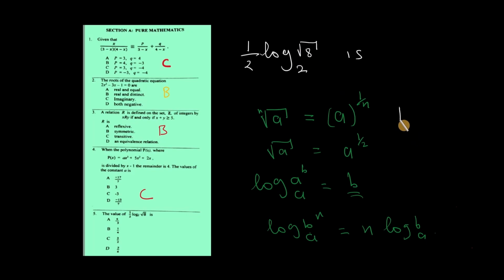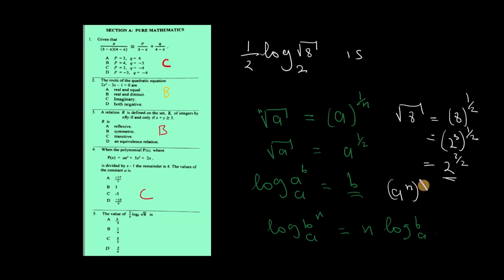That means root 8 is the same as 8 to the half power, which is the same as 2 to the third power to the half power, which is the same as 2 to the 3 on 2. You also have to know that from indices, a to the n, all to the m, is the same as a to the n times m. That's the same thing here. 2 to the third times the half is the same as 3 times 1 over 2, which is 3 over 2.